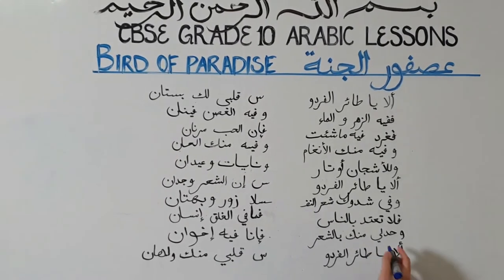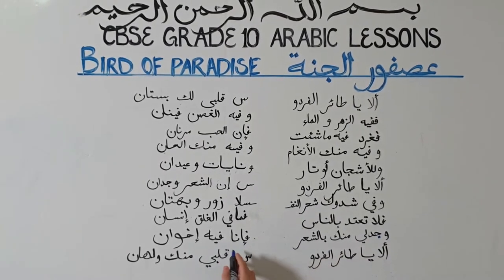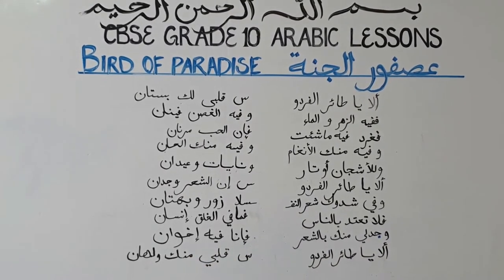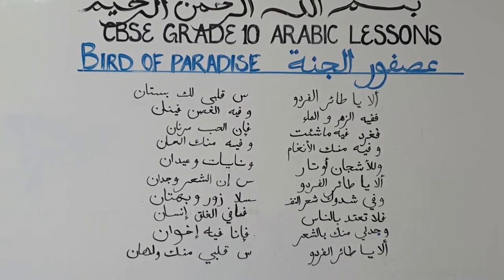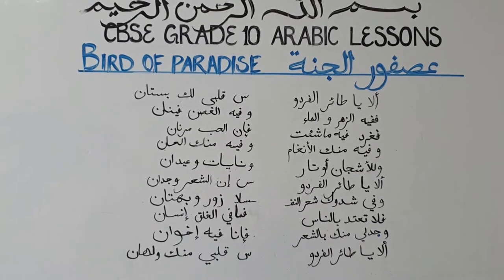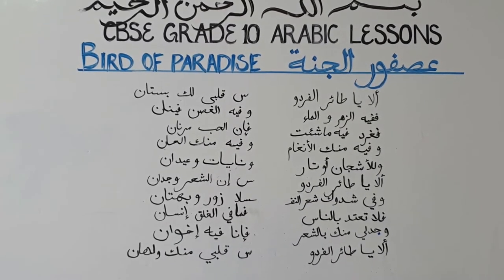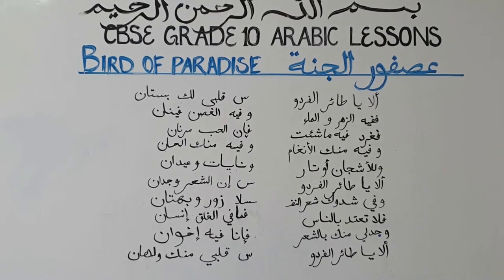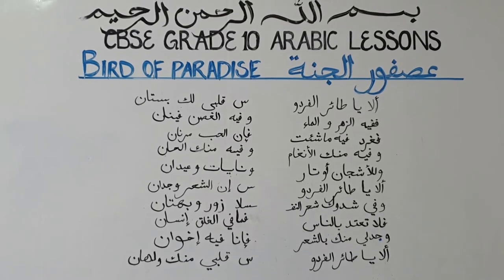وجد لي منك بالشعر فإن فيه إخوان. And here again he requests the bird for one thing. He is saying to the bird, grant me a poem, because in the matter of poem we are brothers. Human is a human and bird is a bird, but in poetry there is a bond between them.